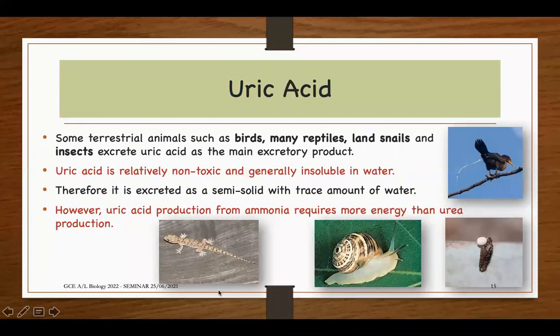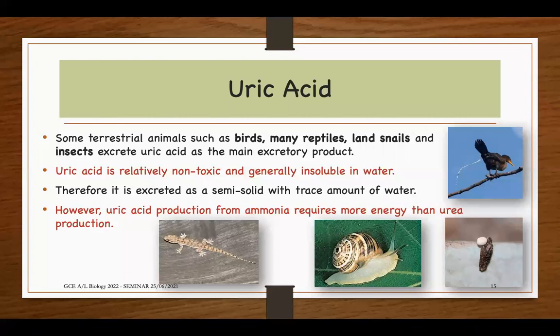Now, you might have seen a lot of geckos. Usually, you can find geckos, snails in your houses. Yeah, so some terrestrial animals like birds, reptiles, land snails, and insects. For them, the main excretory product is uric acid. I'm pretty sure you all have seen these kind of things. Uric acid is relatively non-toxic and generally insoluble in water. Therefore, it is excreted as a semi-solid with very little amount of water.